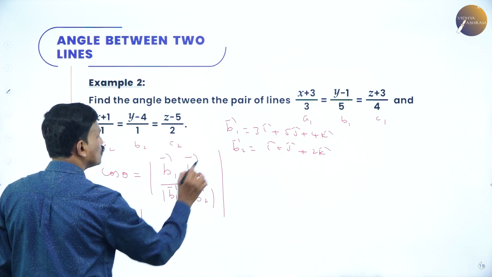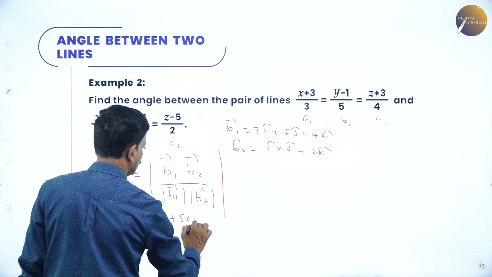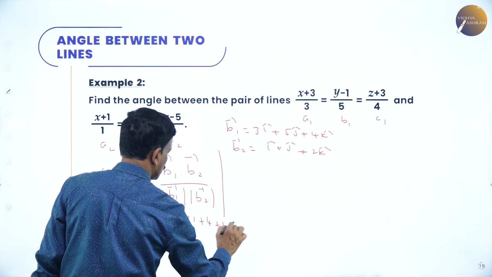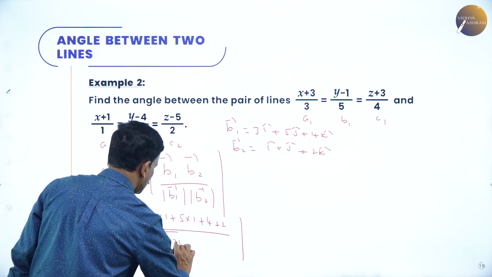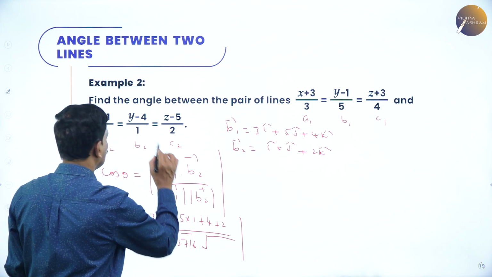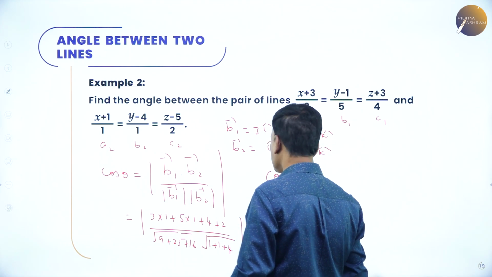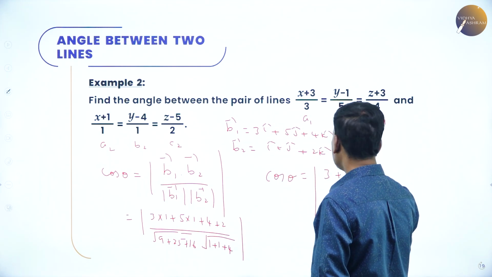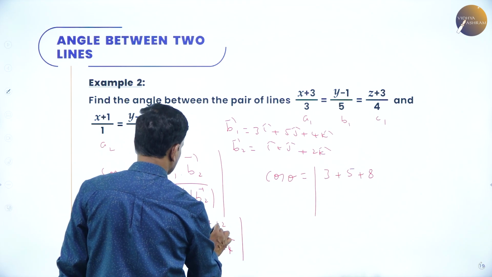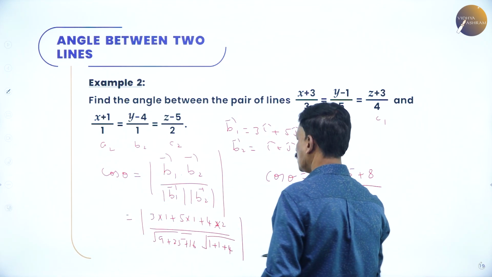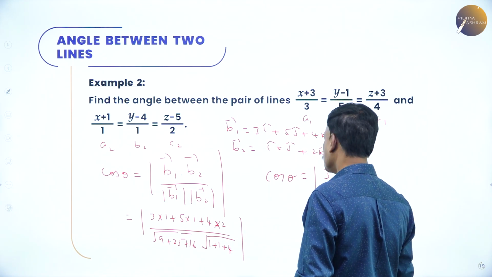Simplify this. This is equal to 3 into 1 plus 3, 5 into 1 plus 5, 4 into 2, that's it, divided by the length: 3 square is 9 plus 5 square is 25 plus 4 square is 16, and second part 1 square is 1 plus 1 plus 4, that's it. So, simplify this. Cos theta is equal to mod of 3 ones are 3 plus 5 ones are 5 plus 4 twos are 8, divided by, so 25 plus 25, this is 50 into 6.